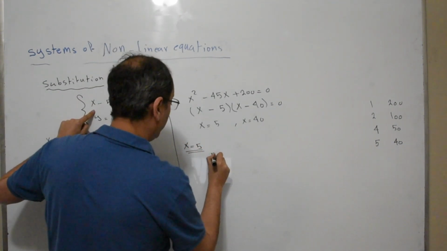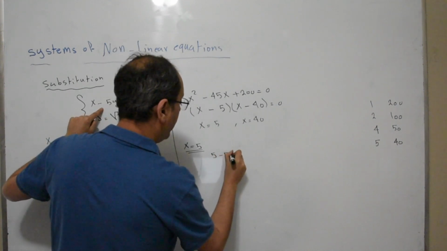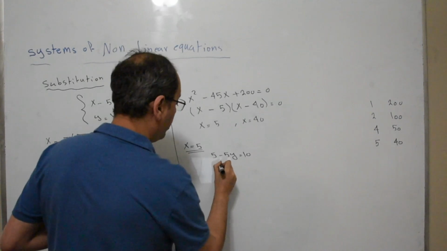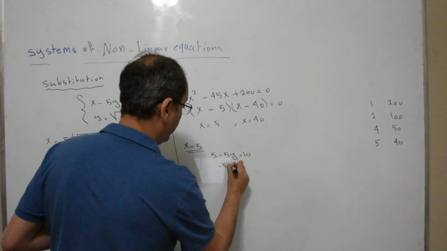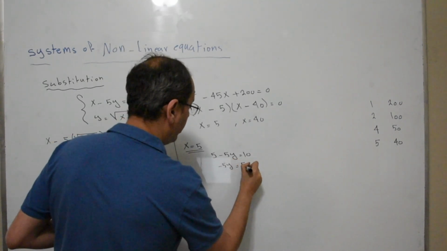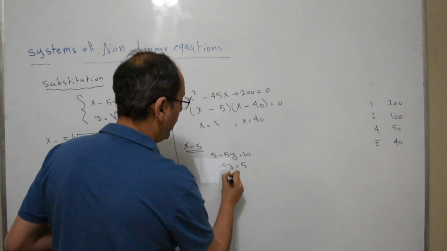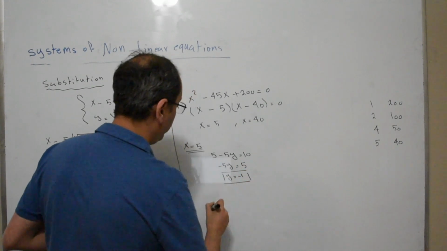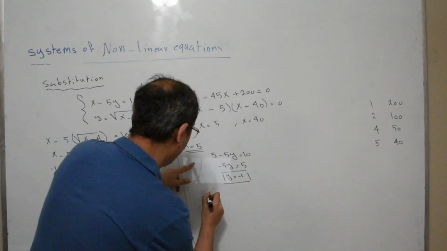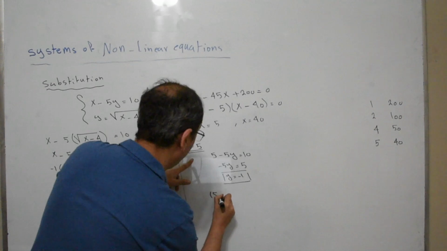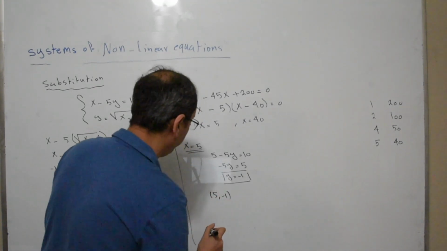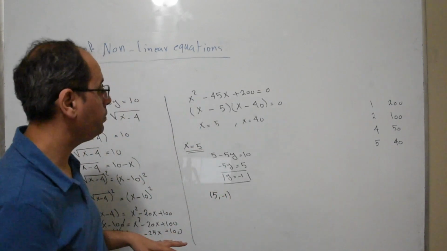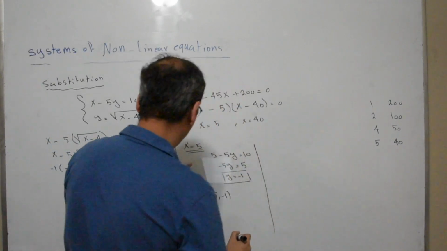I have 5 minus 5y equals 10. We subtract 5 from both sides, so I have negative 5y equal 5. So divide by negative 5, so I have y equals negative 1. So I have my solution here. X is 5 and negative 1. Okay? Alright, let's check the other one.